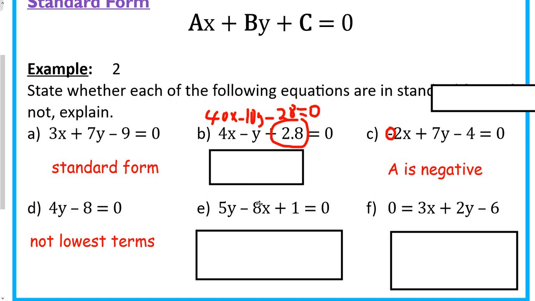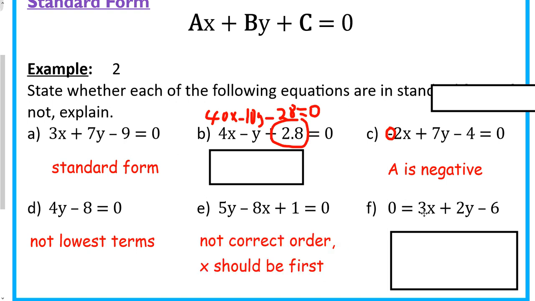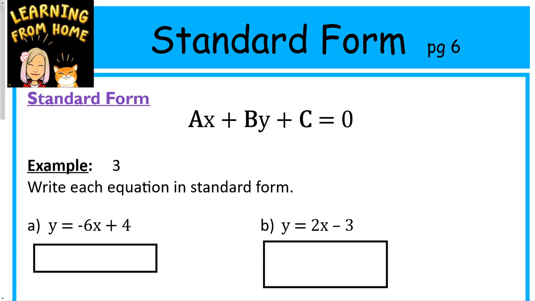This one here, I can see that the x and the y are flipped, right? You need to have this as your first term. When you do that, you're moving the sign with it, so you'll end up with -8x plus 5y plus 1 equals 0, and then you'll have to divide everything by -1 because you can't have a negative value to start your equation. And then the last one, this looks okay here, except you're starting with 0 equals. You want to have that at the end. So all you need to do is just move that to the right-hand side and have 3x plus 2y minus 6 equals 0, and then it will be correct.